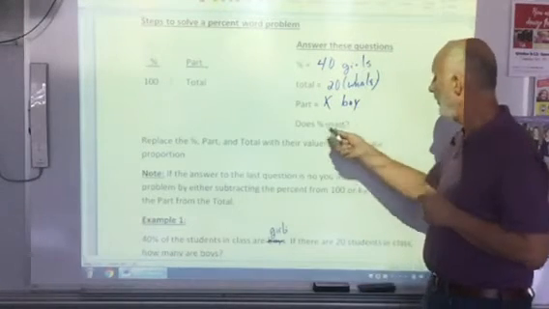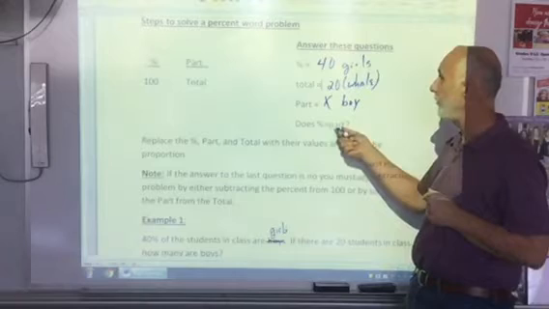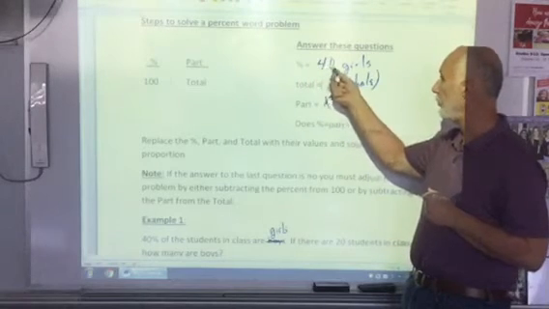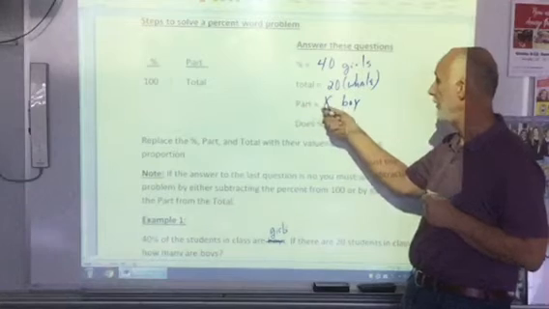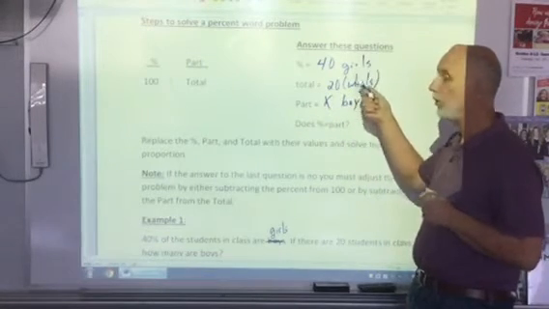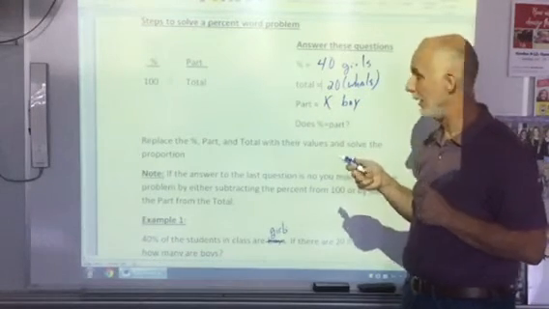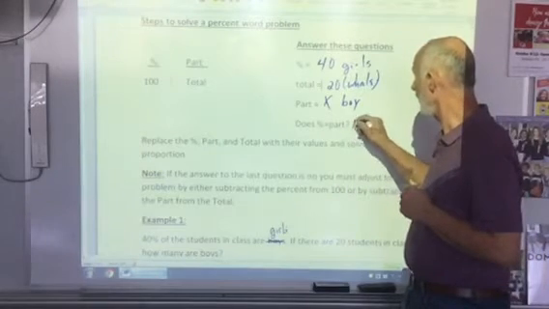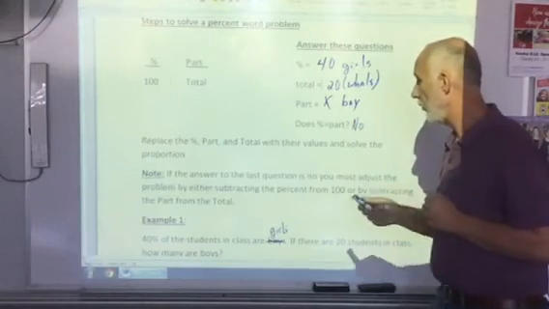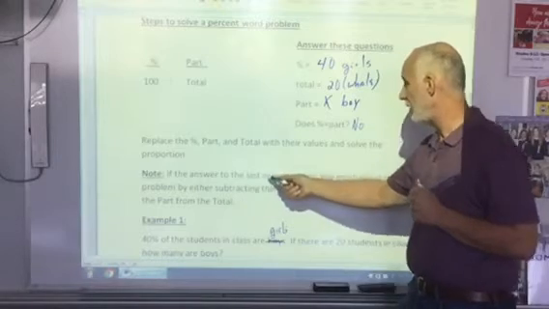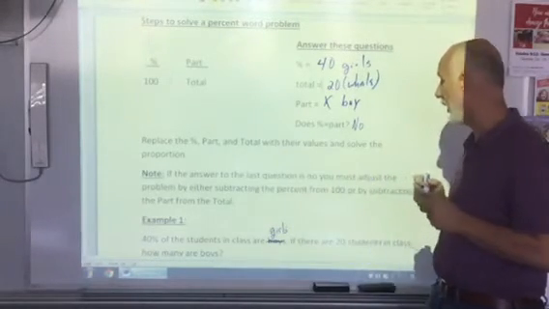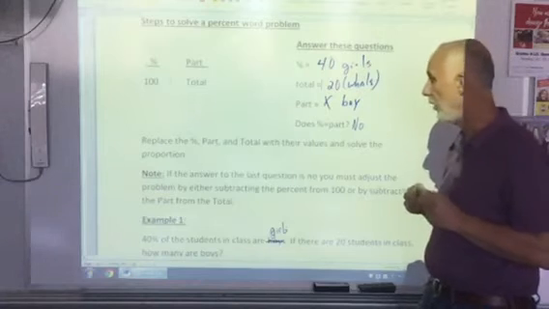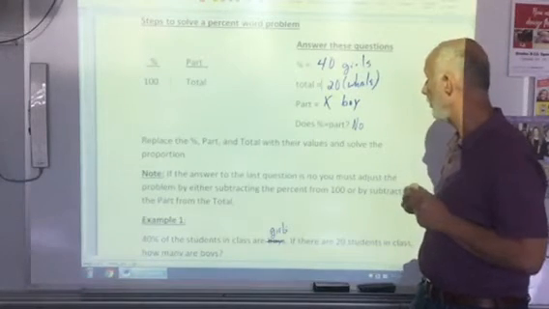But now I have, does the percent and the part stand for the same thing? My percent is 40%, and it stands for girls. My part is X, and it stands for boys. Girls and boys are not the same thing. So do they stand for the same thing? No. So now look what it said in the note. If the answer to the last question is no, you must adjust the problem by either subtracting the percent from 100 or by subtracting the part from the total.